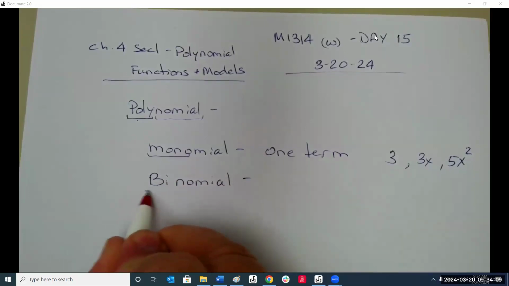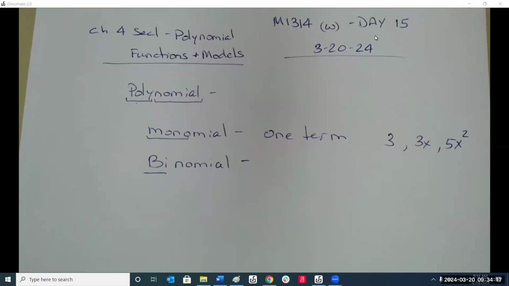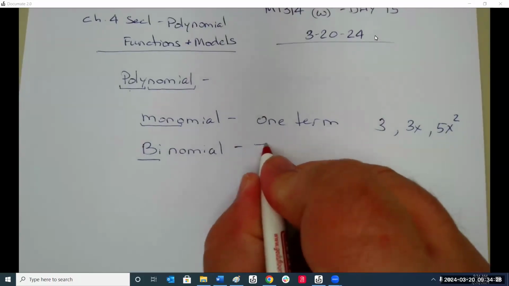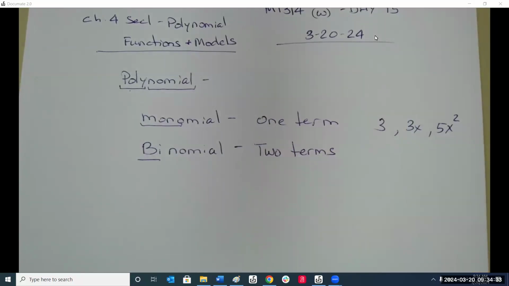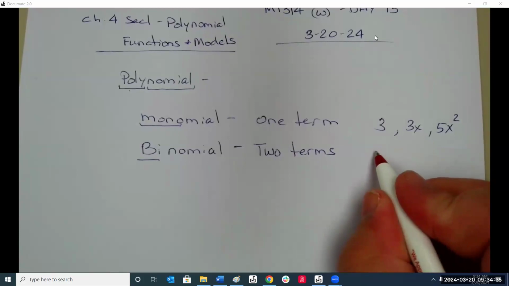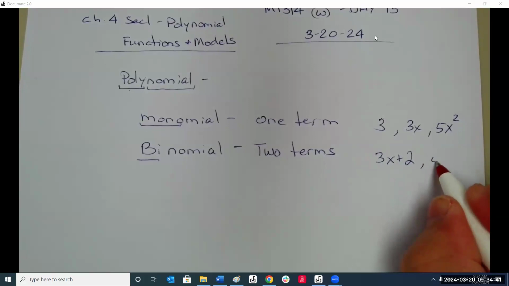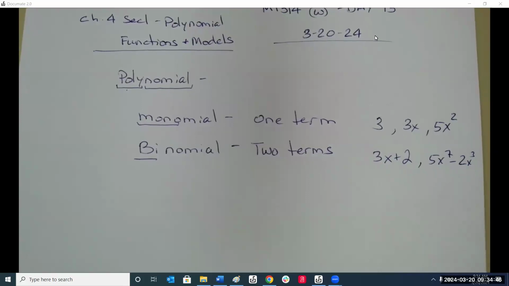A binomial. What does bi mean? Like a bicycle has how many wheels? Yes. This one has 2 terms. A binomial would be something like 3x plus 2 or 5x to the 7th minus 2x to the 3rd. It has 2 terms.